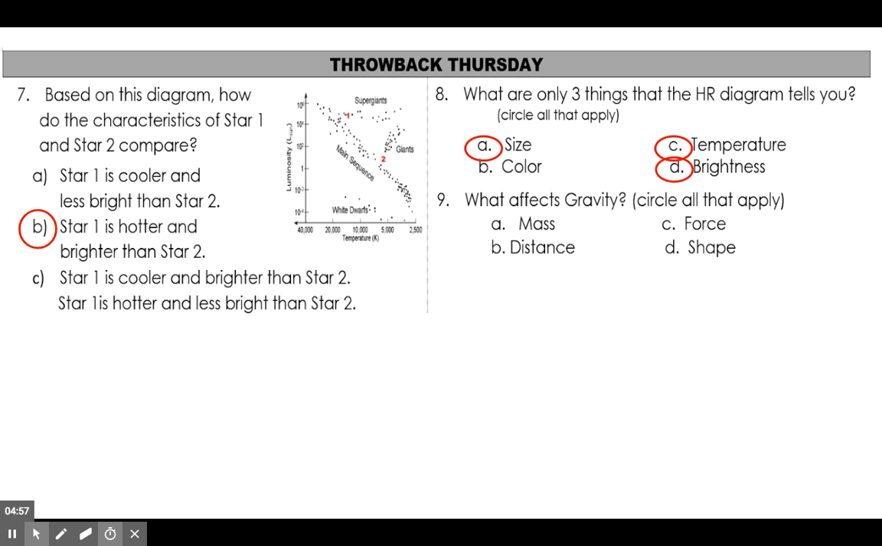What affects gravity? That should be mass and distance. So go ahead and check your answers. Make sure that you correct them if they were incorrect.